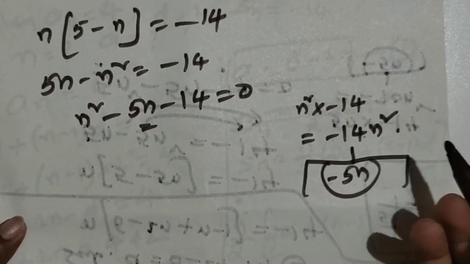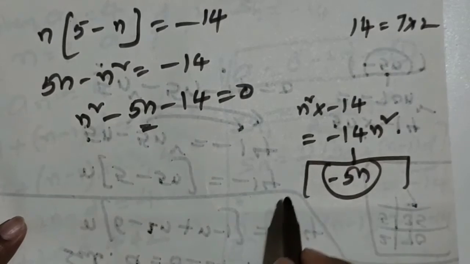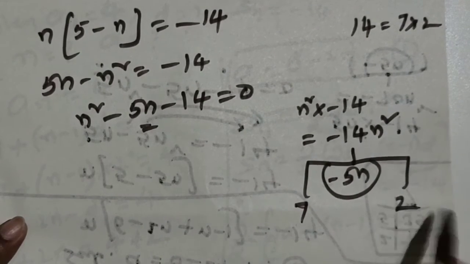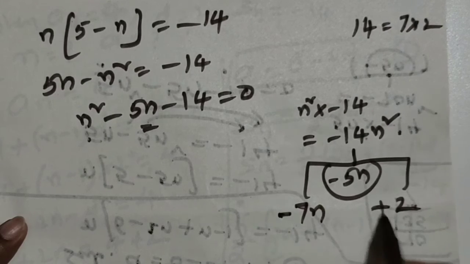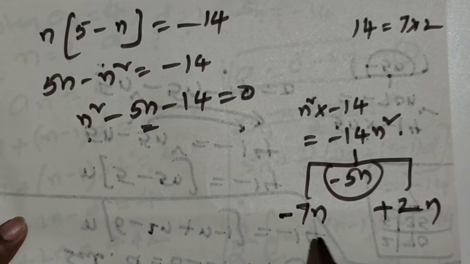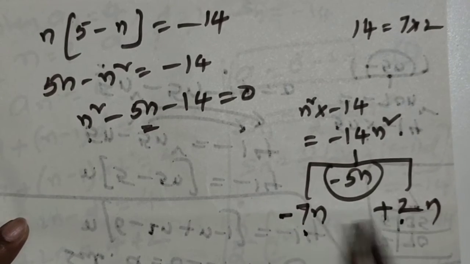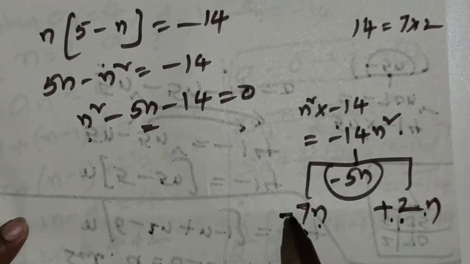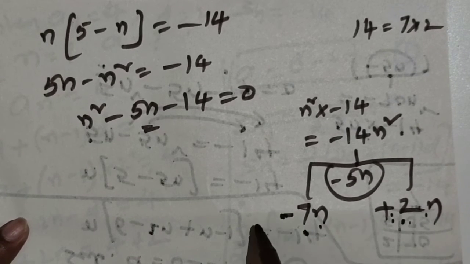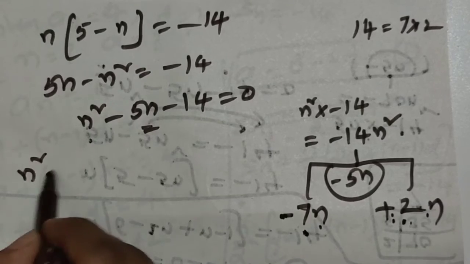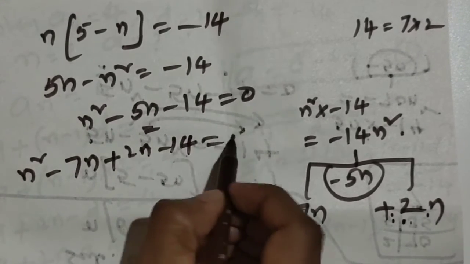So simply, factors of 14 as we know, 7 2s are 14. So you can write here 7, 2. To get exactly minus 5n, apply minus 7n plus 2n. Once you observe here, minus 7n into plus 2n is minus 14n square, 7 into 2 is 14, n into n is n square, minus into plus is minus, and again minus 7n plus 2n is minus 5n. So that's why n square minus 7n plus 2n minus 14 equal to 0.